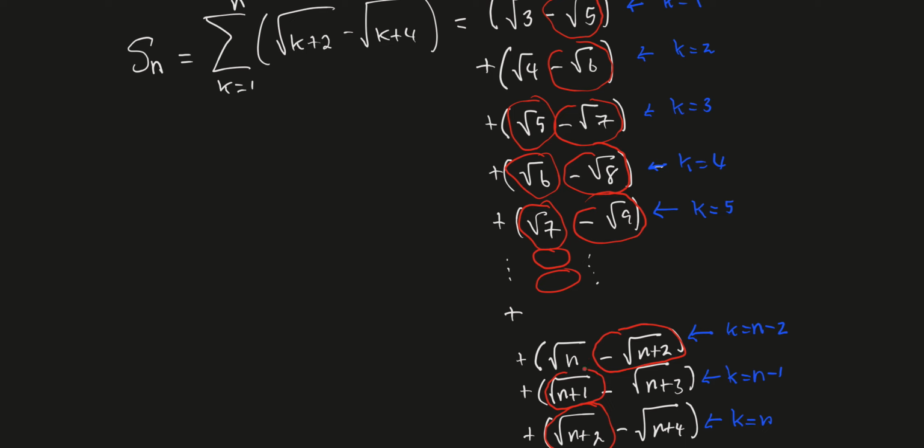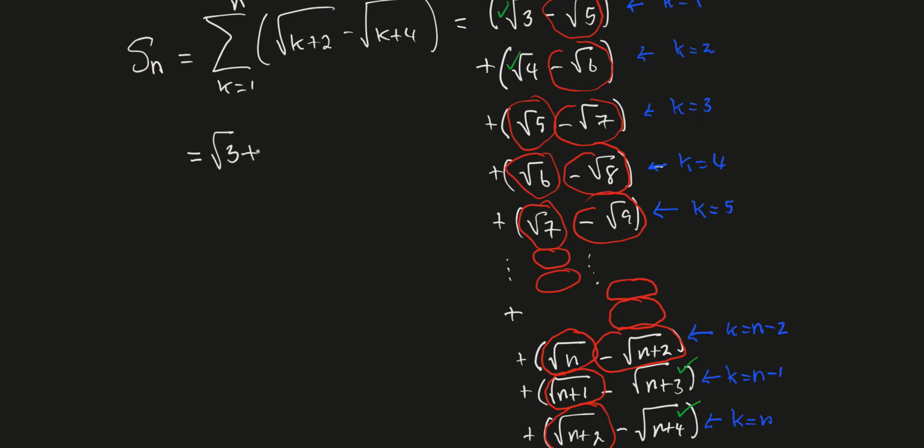This will cancel out with the term that would be in the pair of parentheses prior to this one. And then this will be canceled out with that one. So what we're left with is a root 3, a root 4, a minus root n plus 3, and then a minus root n plus 4. So all of this just collapses, it simplifies to this expression.